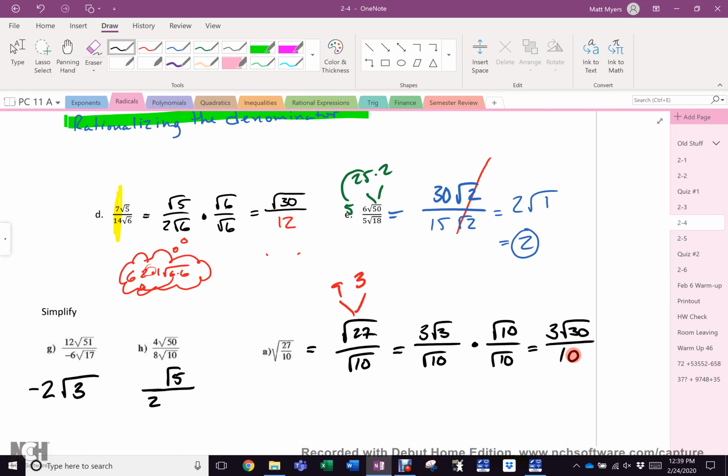Everybody good? Let me ask you this. What if I put a 2 there? What will happen to the rest of this? Where does that 2 live? Numerator or denominator? Numerator. So this 2 would still be here, wouldn't it? So this would be what? 6 root 30. Would we leave that? No. What's that? 3 root 30 over 5.